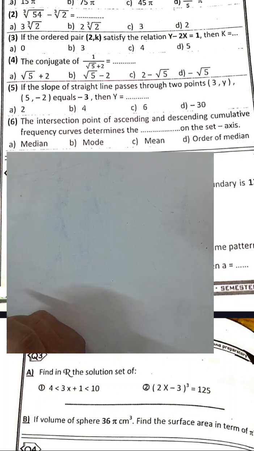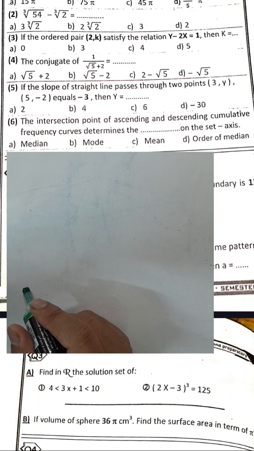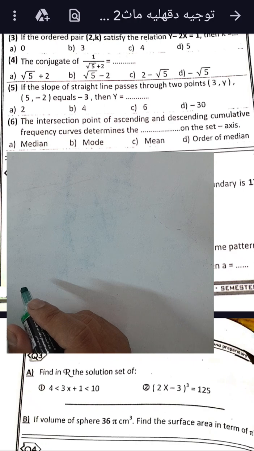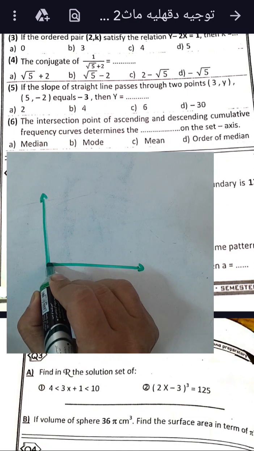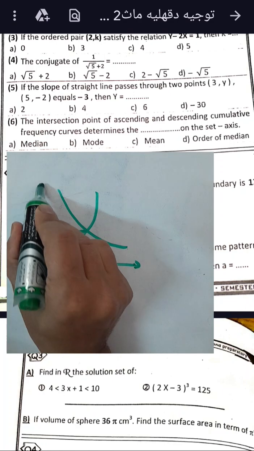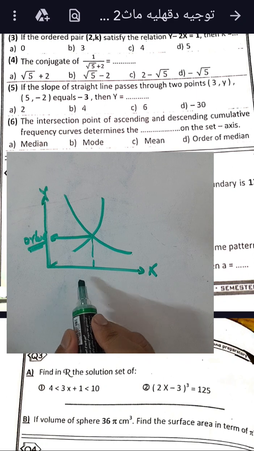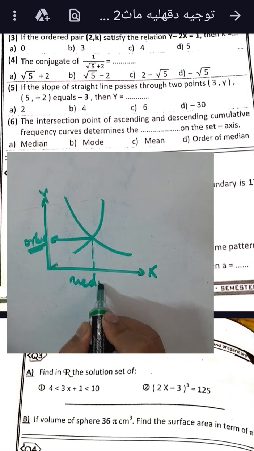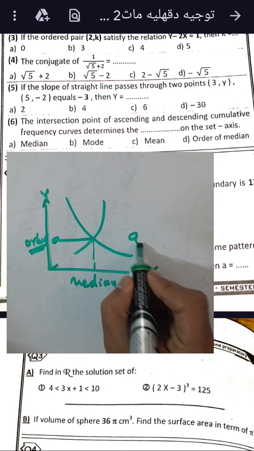Question 6. The intersection point of the ascending and descending cumulative frequency curves is determined on the x-axis. On the x-axis we want to find the value of the median. If we have two curves, on the y-axis we can find the order of the median, and on the x-axis we can find the median. We want to find it on the x-axis, so the result will be the median. Choose letter A.